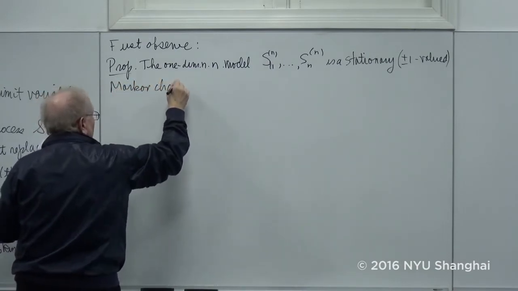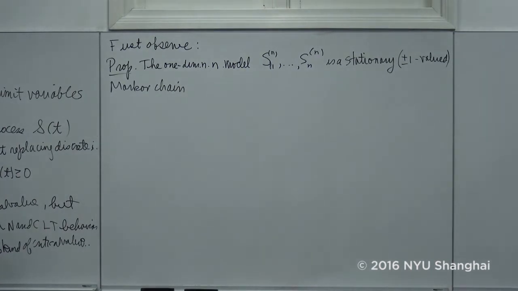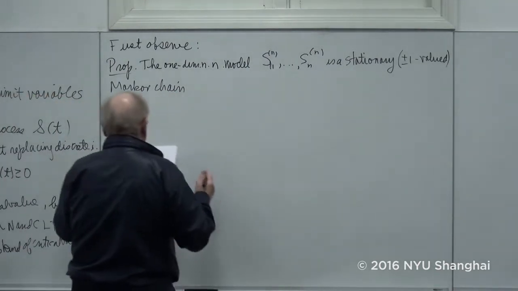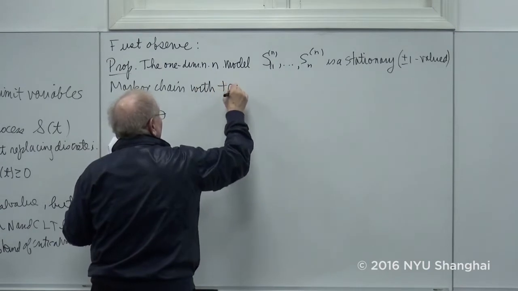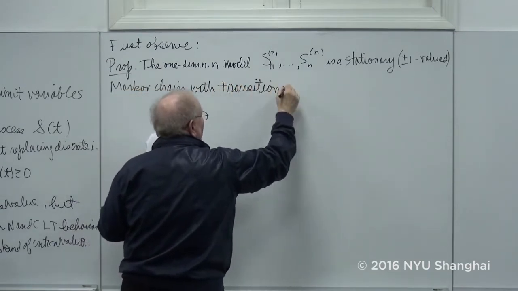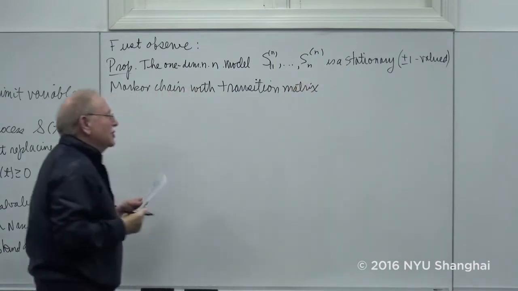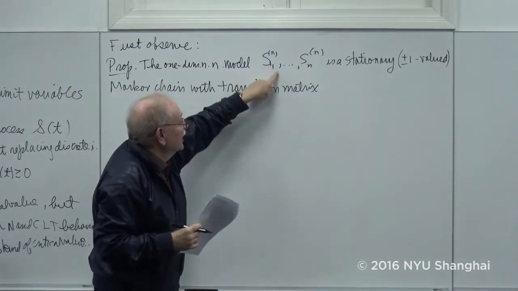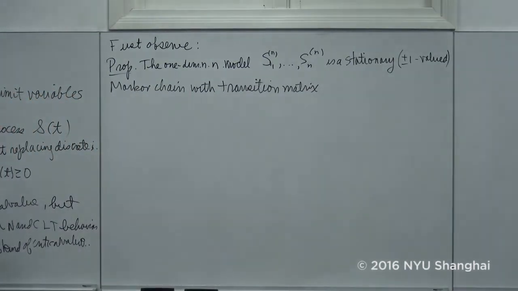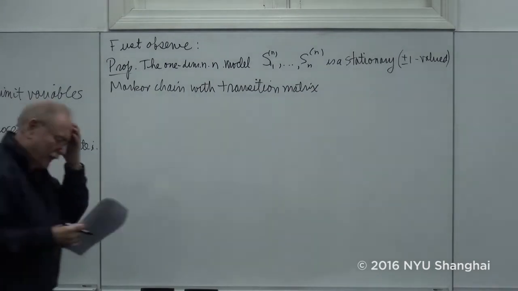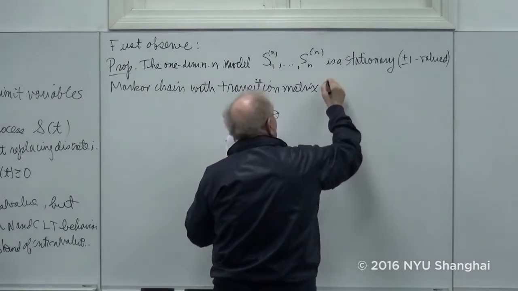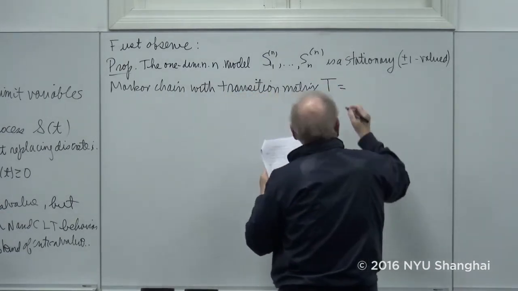Hopefully there are a few people here for whom all the stuff about Ising models is maybe boring, but Markov chains are comfortable. A discrete time Markov chain, with times going from 1 to n, and with only finitely many values, is described by a transition matrix, which I'll call capital T, and in this case you can write it down.